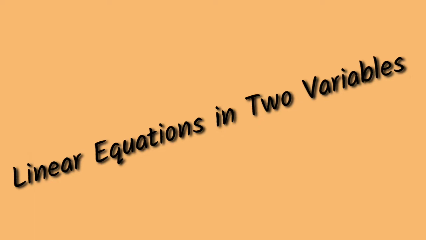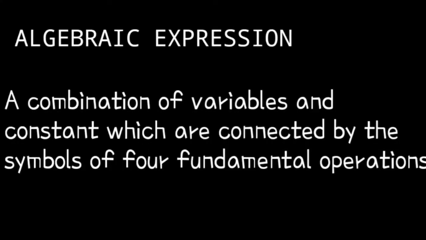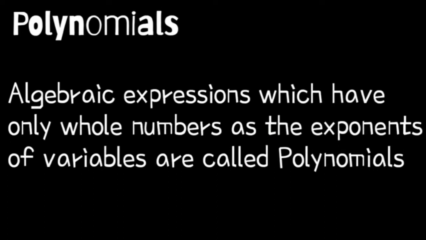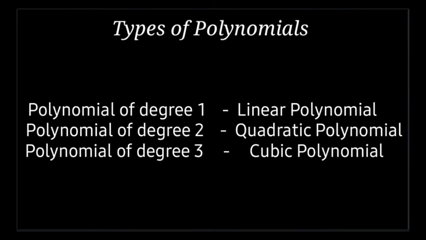There we have started with the definition of algebraic expression. Then you have seen definition of polynomials. Then we have discussed about types of polynomials based on the degree of the polynomial. Polynomial of degree 1 is called linear polynomial. If the degree is 2, it is quadratic polynomial. If it is of degree 3, it is cubic polynomial and so on.